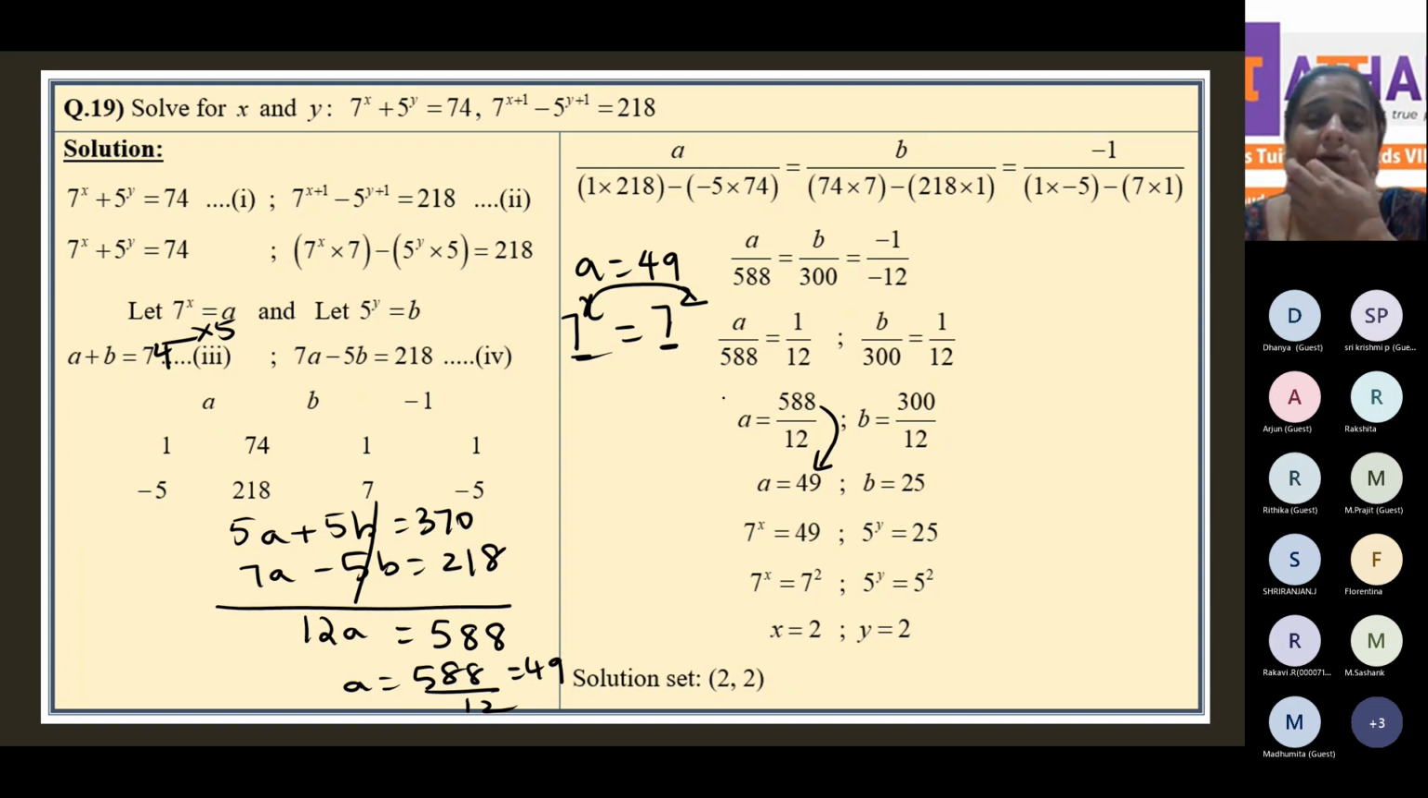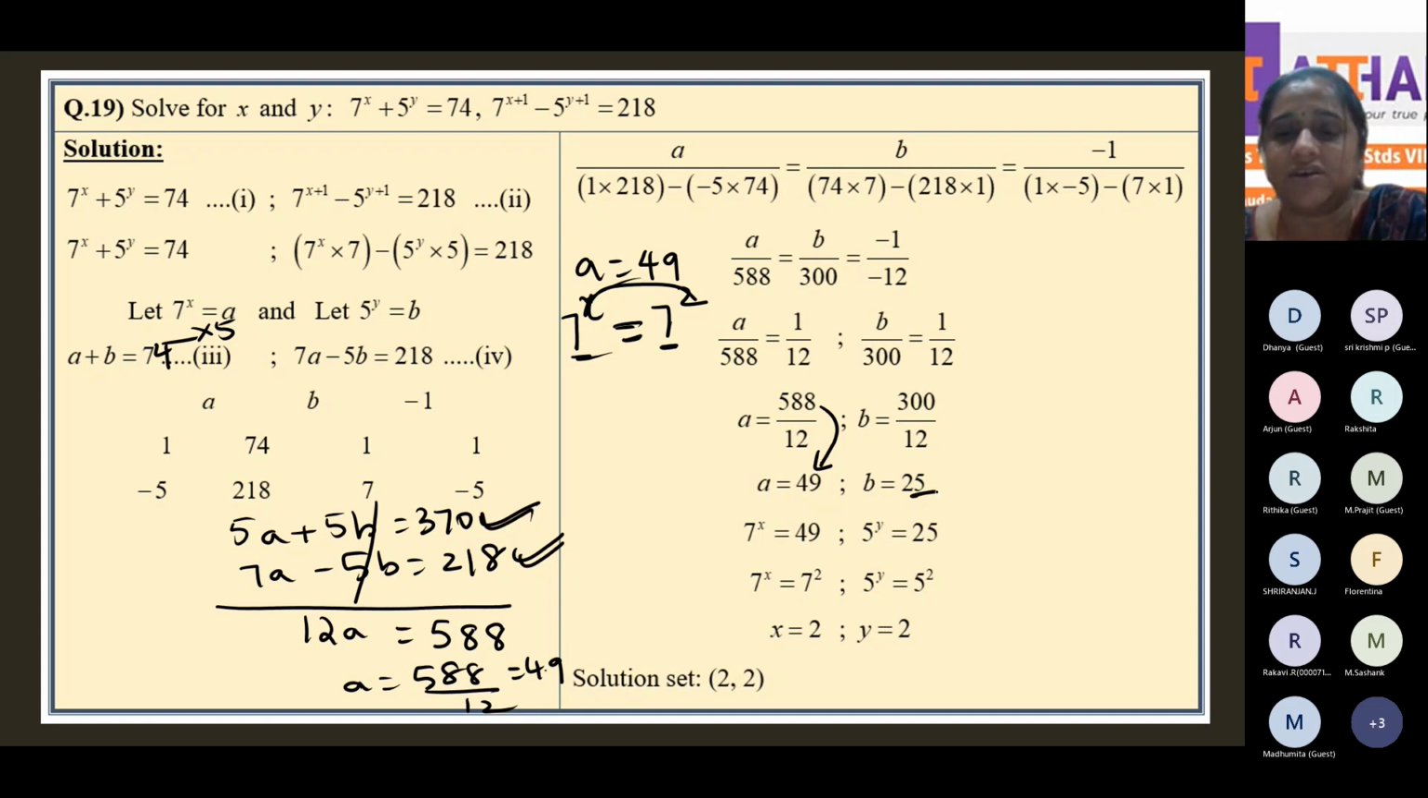This is again another property or law of exponents. When bases are same, you can equate the powers. X is equal to 2. Now, when you substitute A is equal to 49 in one of these two equations, you can find B.